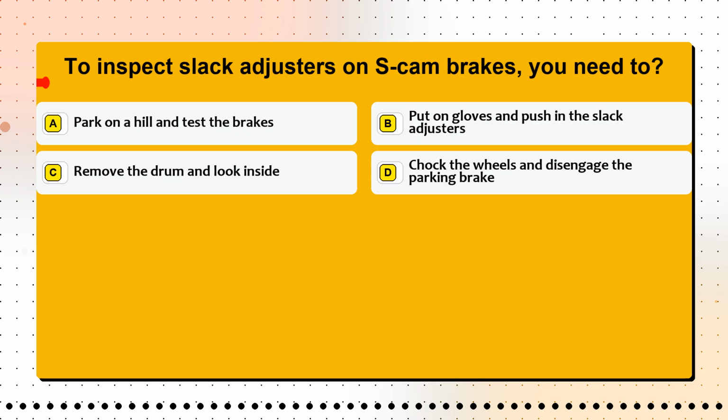Question 47. To inspect slack adjusters on S-cam brakes, you need to? Here are the options. Option A. Park on a hill and test the brakes. Option B. Put on gloves and push in the slack adjusters. Option C. Remove the drum and look inside. Option D. Chock the wheels and disengage the parking brake.